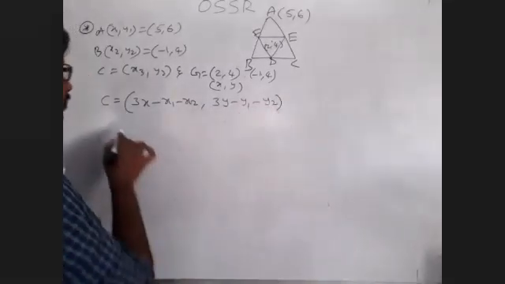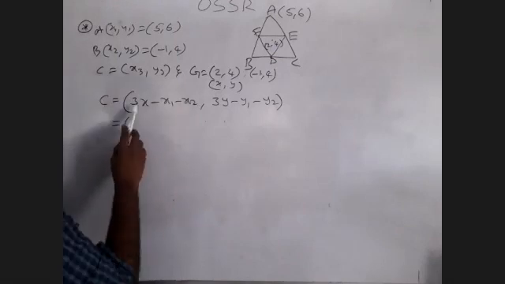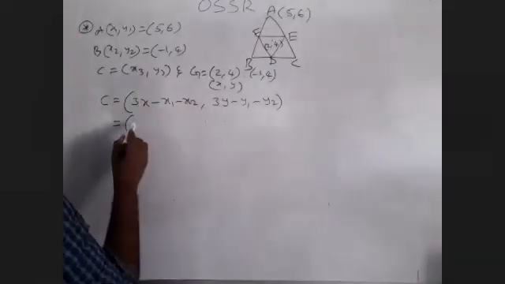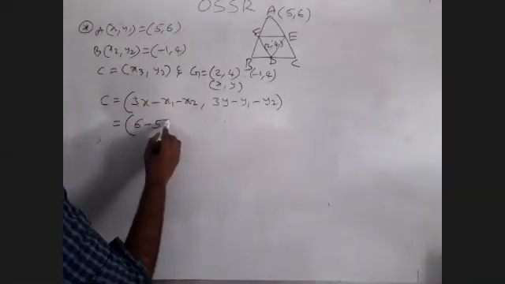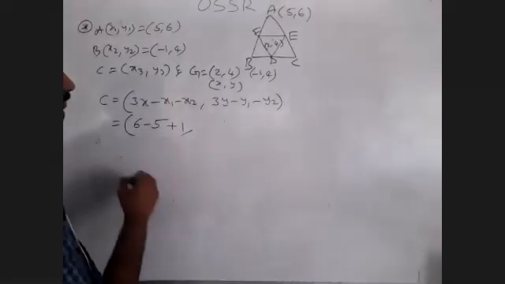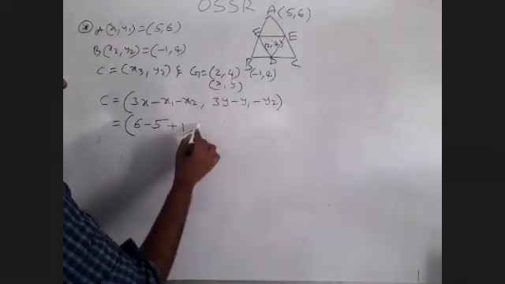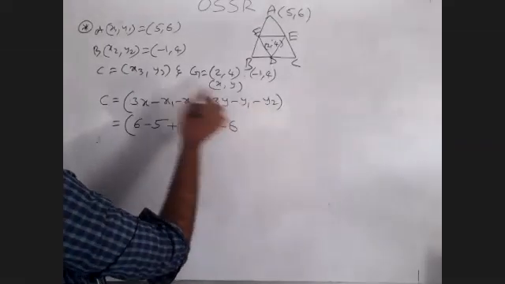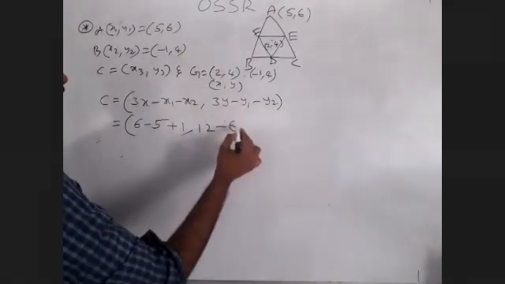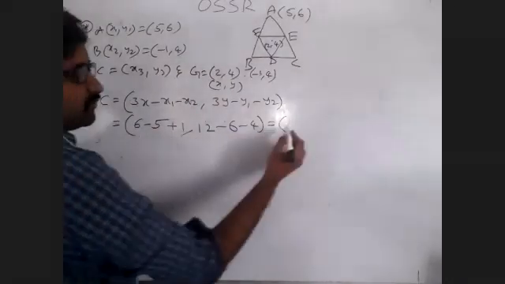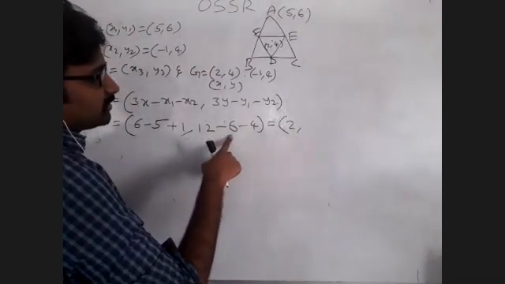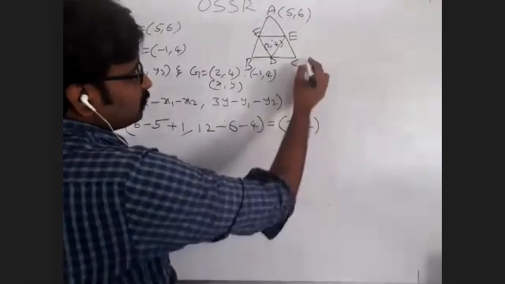Therefore C is equal to, we have already the formula, (3x minus x1 minus x2, 3y minus y1 minus y2). So this is 3 into x, 3 into 2 is 6, minus x1, x1 is 5, and minus x2, x2 is minus 1, so minus into minus is plus 1, comma, and 3y, 3 into 4 is 12, minus y1, y1 is 6, and minus y2, y2 is 4. So you will get 6 plus 1 is 7, minus 5 is 2, comma, 12 minus 6 is 6, 6 minus 4 is again 2. So the vertex C is what?